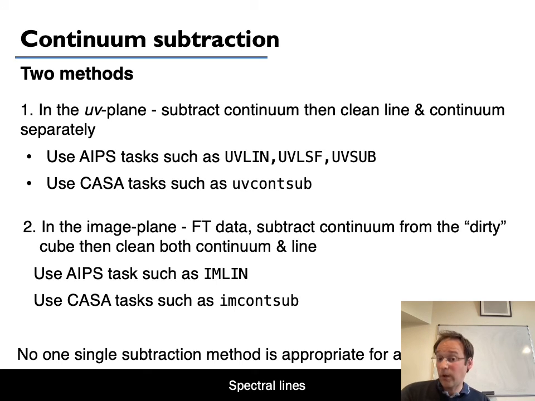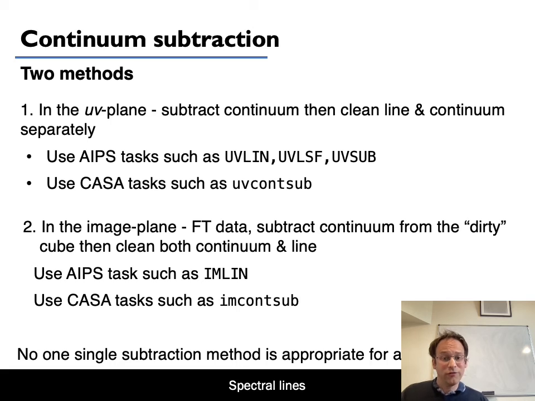Another way of subtracting out continuum in the UV plane, in the visibilities, is to subtract out the continuum model that is constructed during clean. So if you run a continuum clean and construct a continuum model, then you can subtract that from the visibility data as a first step. And that often works very well. And then you follow up with a UVLIN step that subtracts out the residual continuum emission as a polynomial. You can also do this in the image plane, of course, as well.